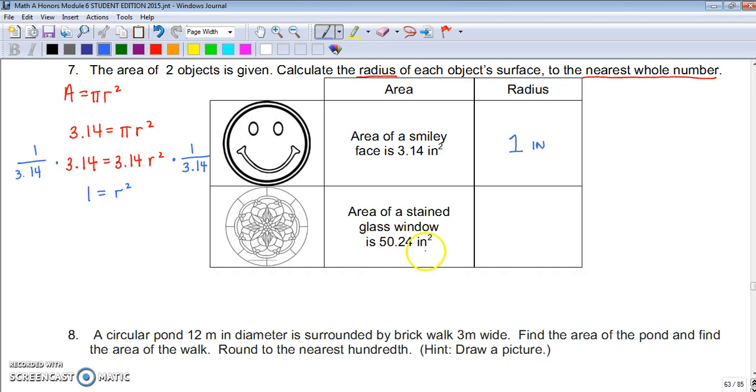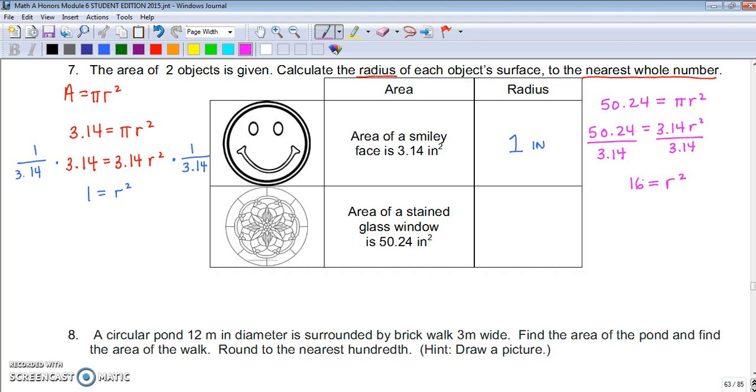Do a similar thing for this stained glass window. It tells us that the area is 50.24. Since they have a decimal there, we're going to use the 3.14 approximation for pi. We'll use our inverse operation. You can either do like in the last one and multiply by the multiplicative inverse, or the reciprocal. Or if your teacher's okay with you dividing, like I'm doing, we end up getting that r squared equals 50.24 divided by 3.14, which is 16.